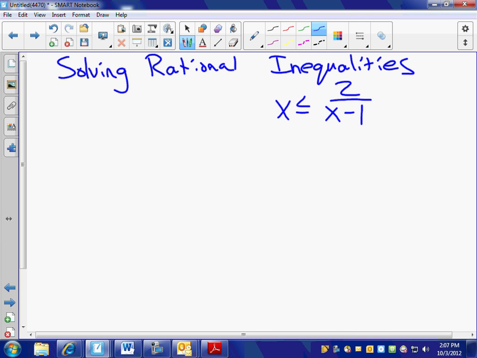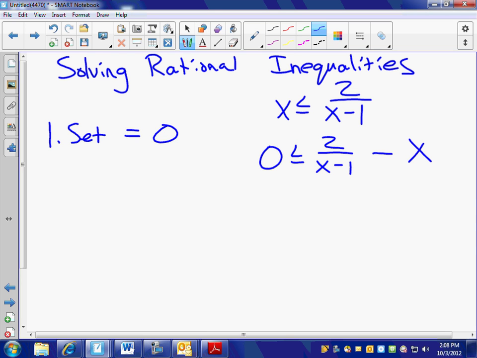All right, here we go. So the first step with a rational inequality is you set it equal to 0. Okay? So let's perform that first step. What should I do here? Subtract the x over, thank you. 0 less than or equal to 2 over x minus 1 minus x.